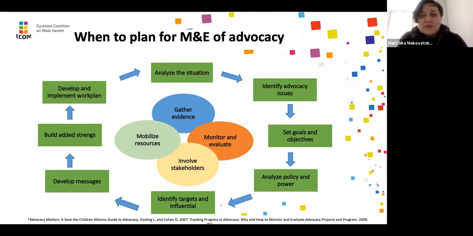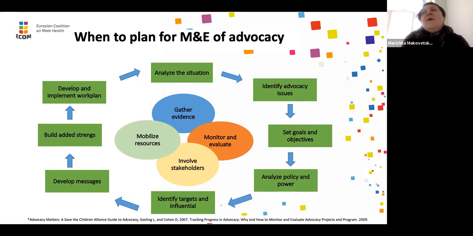If you talk about an M&E plan of advocacy, I propose this logical frame. Prior to designing any advocacy activities, you should analyze the situation. Situation analysis is the first step in any advocacy activities. You analyze the situation, you analyze legislation, what was done before you, what was successful, what was not successful. And after that, you identify your advocacy issue. So what you want to advocate.